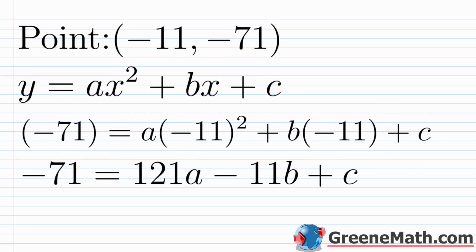Then lastly, we have this point, which is negative 11 comma negative 71. So this negative 11, that's your x value. So again, that's going to end up right here and right here. And then your negative 71, that's your y value. So it's going to go right there. And of course, when we plug in, it's going to be right here. So we get negative 71 is equal to 121a minus 11b plus c.